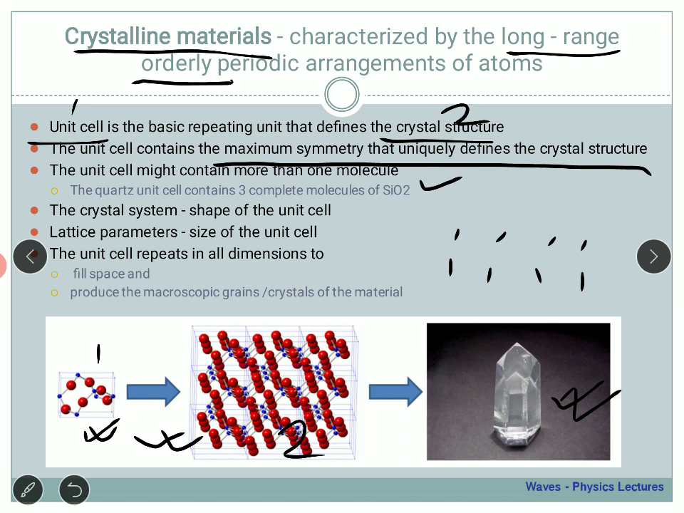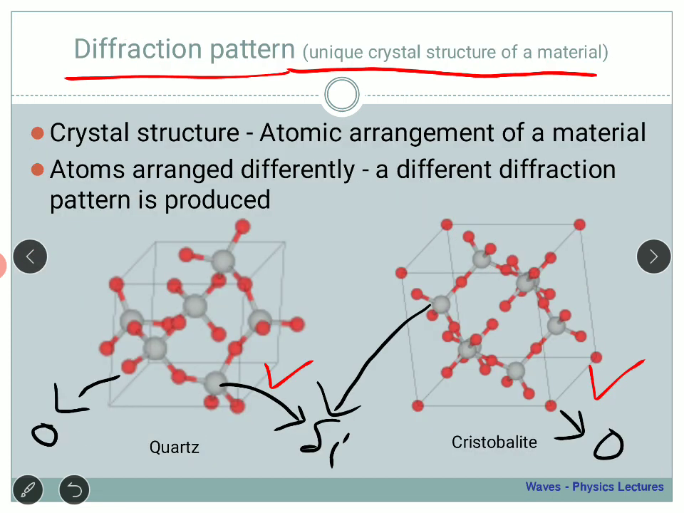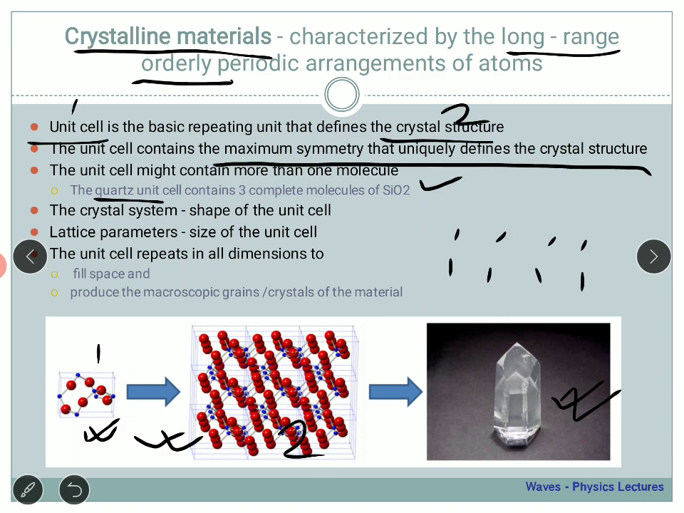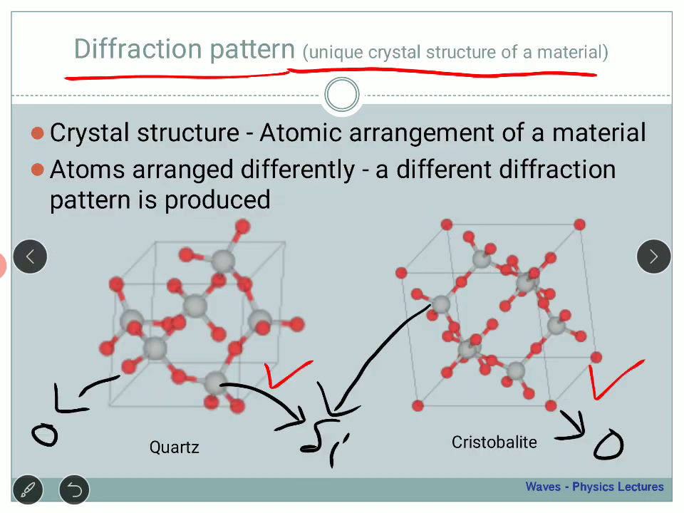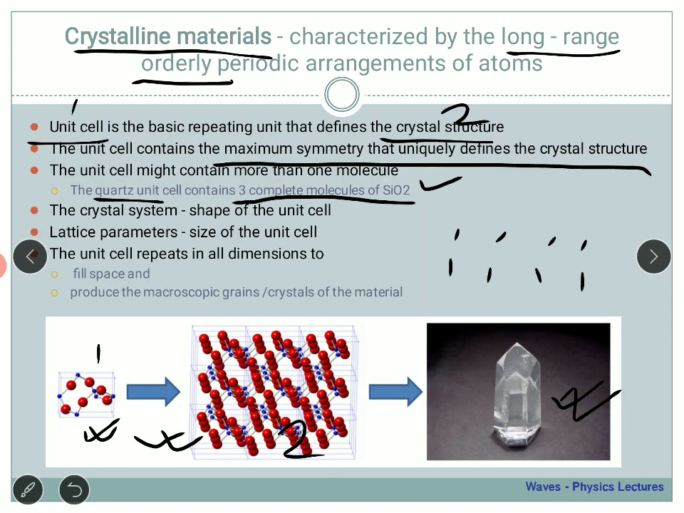Okay, so what happens is, a quartz unit cell contains 3 complete molecules of SiO2. So if you consider just a quartz unit cell, you will basically have 3 complete molecules of silicon dioxide in this quartz cell. The crystal system will basically determine the shape of the unit cell, and the lattice parameter will determine the size of the unit cell.